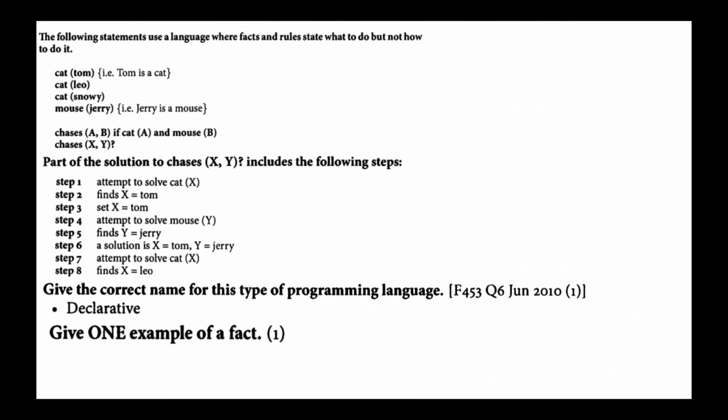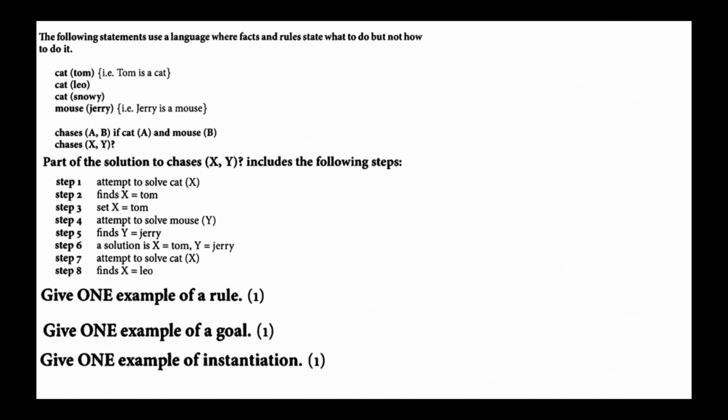Declarative. Give one example of a fact. That is: Tom is a cat. You just have to say one of them. Now give one example of a rule. I think that's chases A, B if cat A and mouse B, yes, that's stating what things need to be. Give one example of a goal, and that is chases X, Y, so that's what they need to solve.